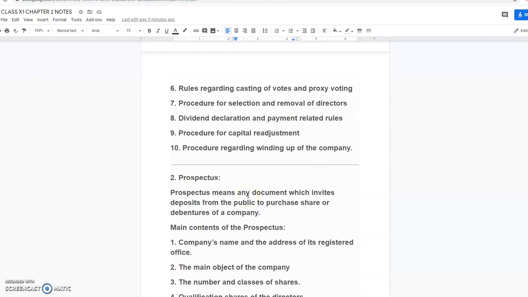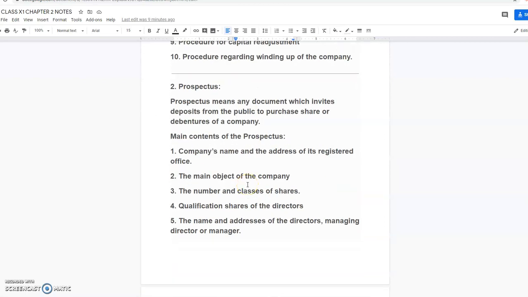And now we come to the prospectus. I have told you a public company cannot invite the general public without issuing the prospectus. So what is a prospectus? It is a type of advertisement. It is a type of invitation to the public for purchasing the shares or debentures of the company.